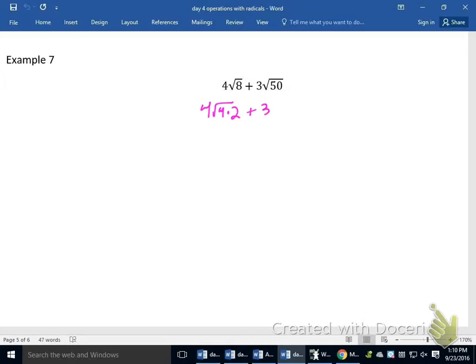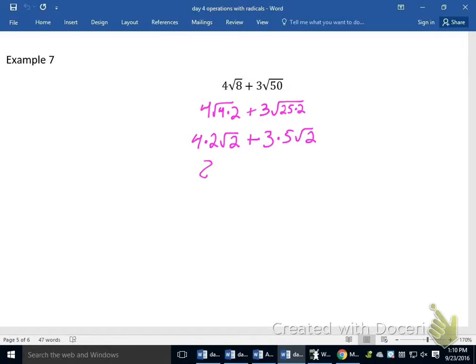Plus 3 root 50. While I'm at it, I might as well talk about 50. 25 will go into 50 twice as well. Alright, so now let's simplify those independently. Over here on the left, I can take the square root of 4, which is 2. So it's going to be 4 times 2 times the square root of 2. Plus, over here on the right, I can take the square root of 25. That's 5. 3 times 5, square root of 2.